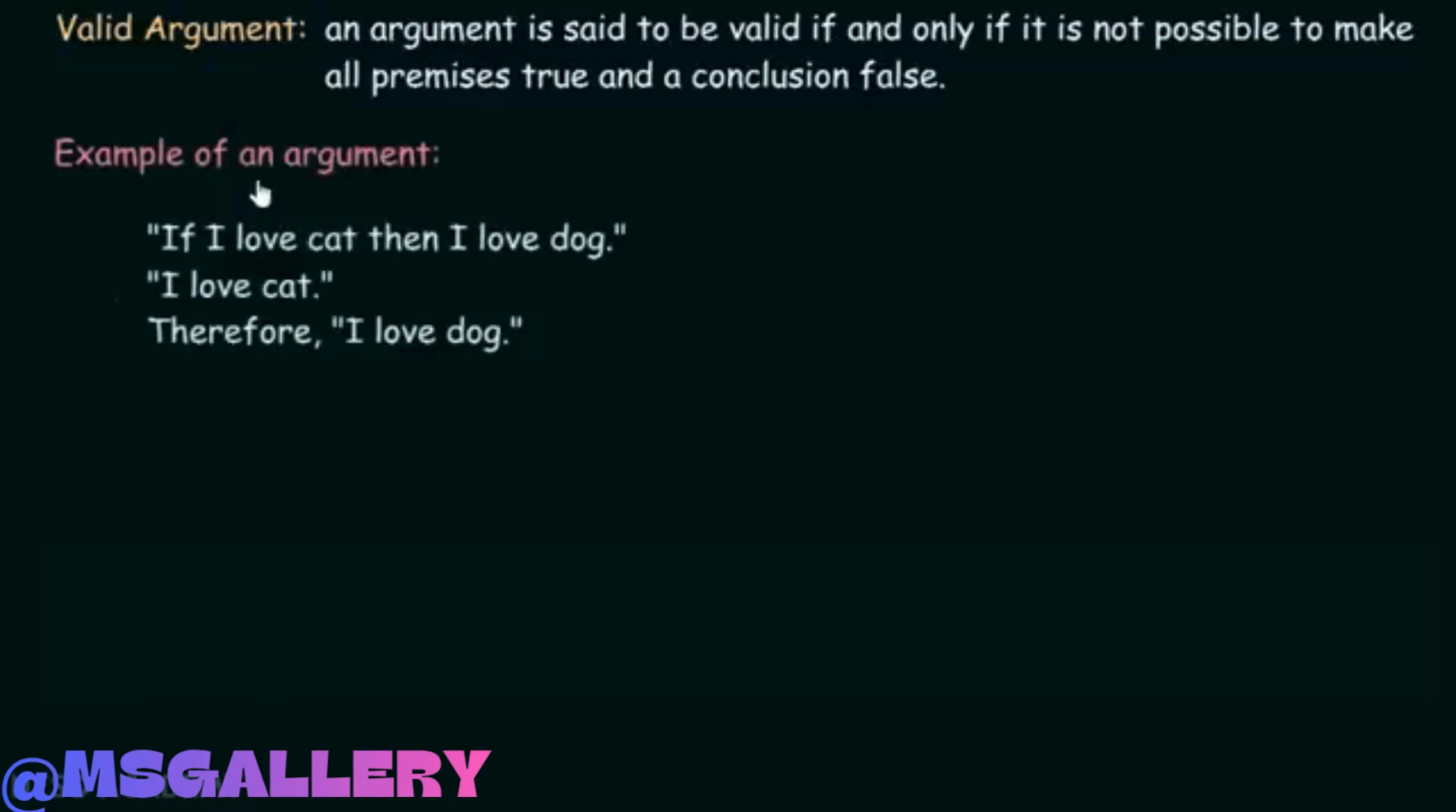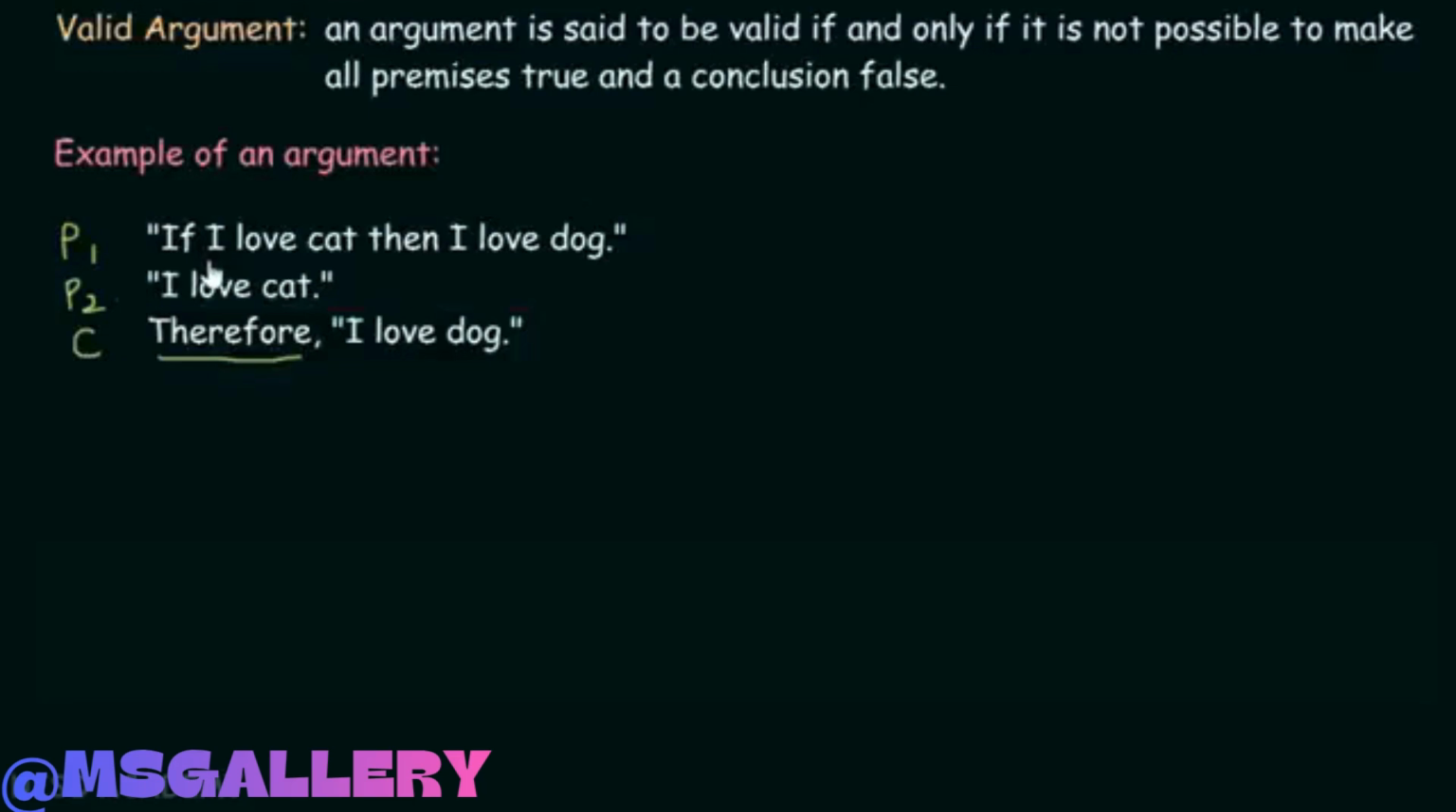Now let's consider one example of an argument. If I love cat, then I love dog. I love cat, therefore I love dog. Now, this is the first premise. Let's say it is P1. This is the second premise. Let's say it is P2. And this is our conclusion that is indicated by therefore. Hence, I love dog is a conclusion, right?